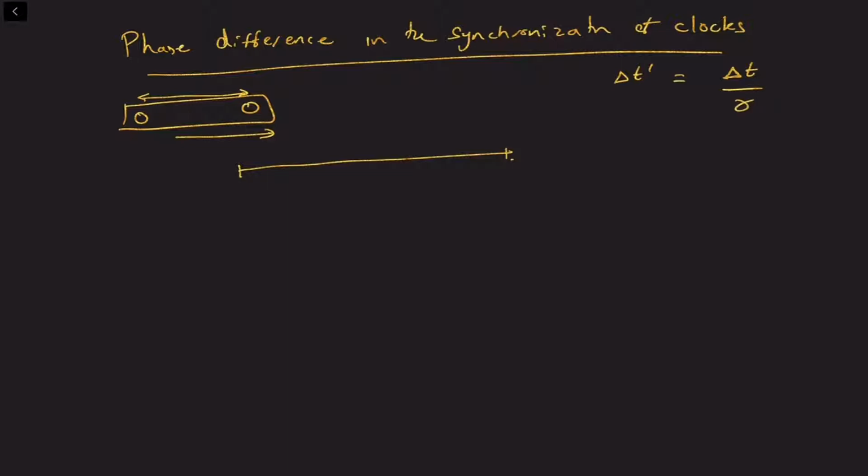But in addition to this, they will appear to be out of phase with each other. That is, the clocks which are along the direction of motion appear to be further and further behind, and the clocks that are further opposite the direction of motion, that is to the left, those clocks would appear to be further and further ahead.